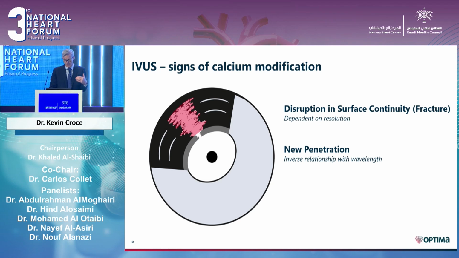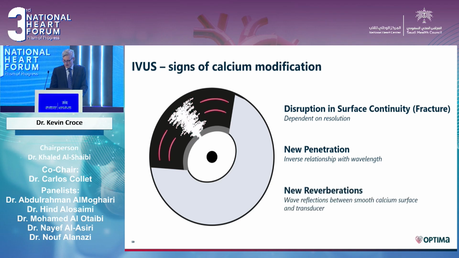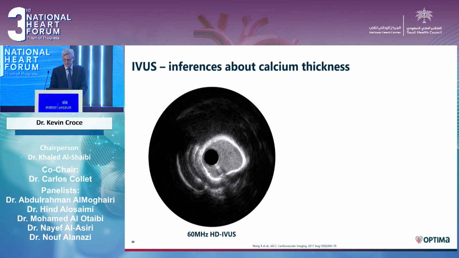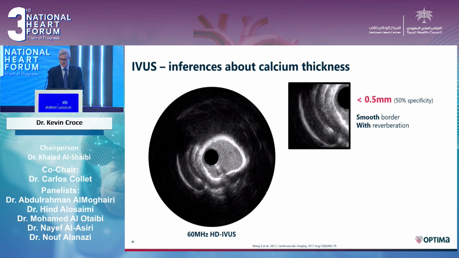That's commensurate with fractures and changing the penetration with the ultrasound waves. We also tend to see new reverberations between the smooth calcium surface and the transducer. This is another signature that you've done adequate or some calcium modification. So inference is about calcium thickness.